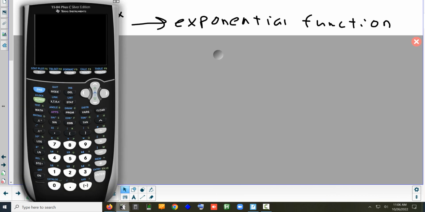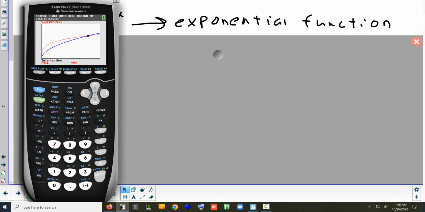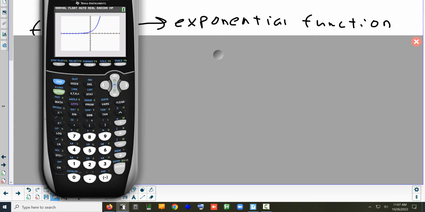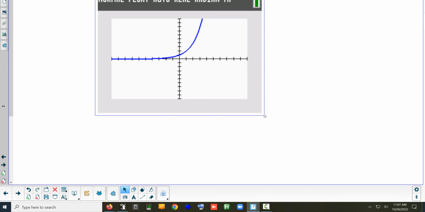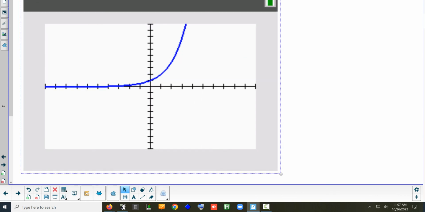Now, if we graph it, we'll pick a number for a. Let's pick 2. So let's graph y equals 2 to the x. And I'm going to do zoom 6. That's what an exponential function looks like. It starts to curve up relatively quickly at a certain point. Before that point, it's usually pretty flat.